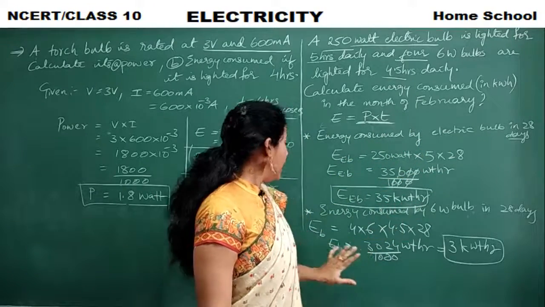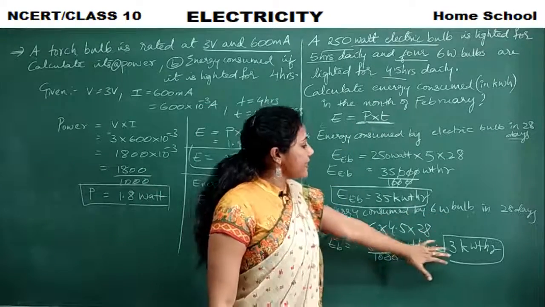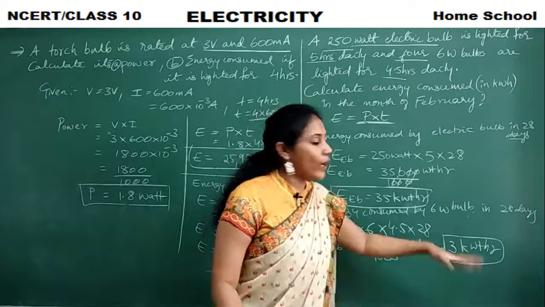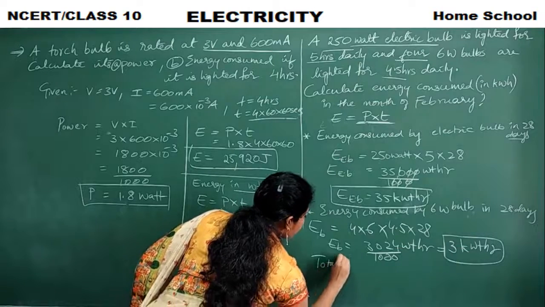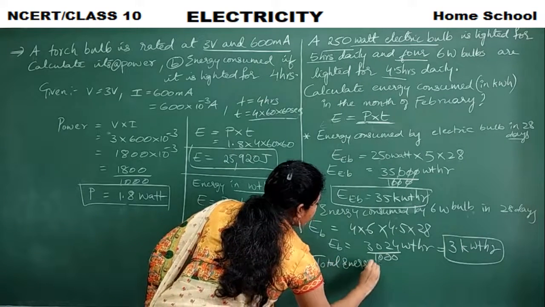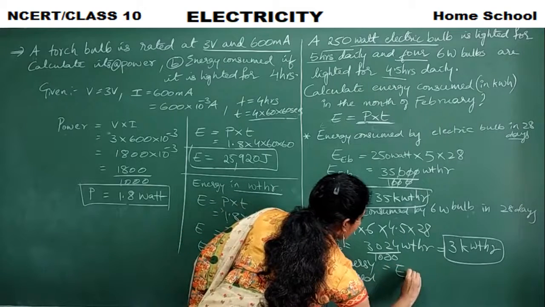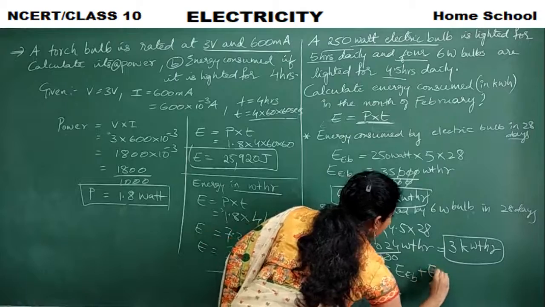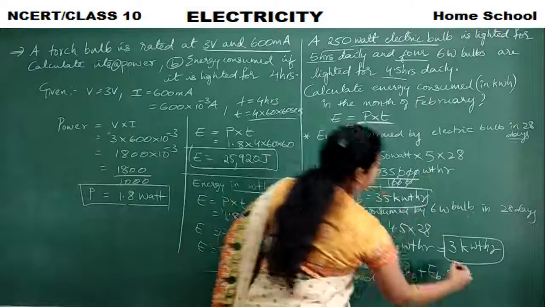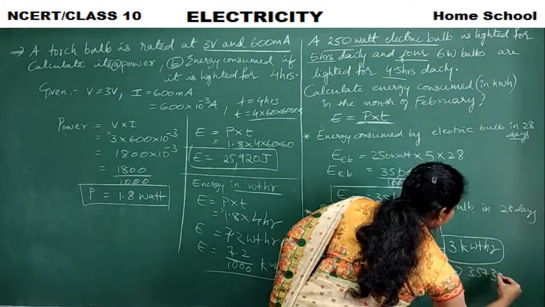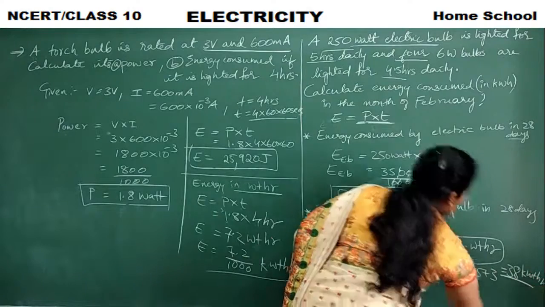35 kilowatt hour. Energy consumed by 4 6-watt bulbs in 28 days is how much? 3 kilowatt hour. Now the total energy consumed is how much? You have to add both of them. That is energy consumed by the electric bulb plus energy consumed by the 6-watt bulb. It is 35 plus 3. How much? 38 kilowatt hour is the answer.